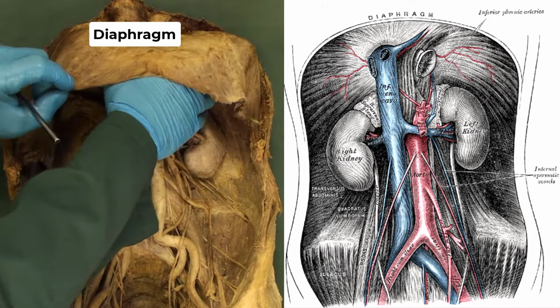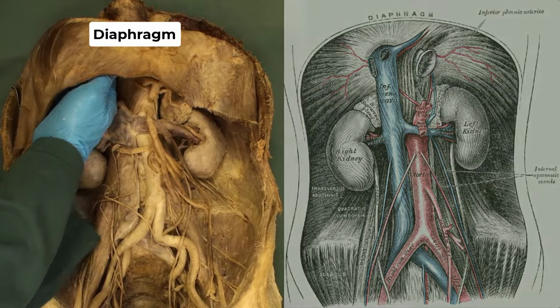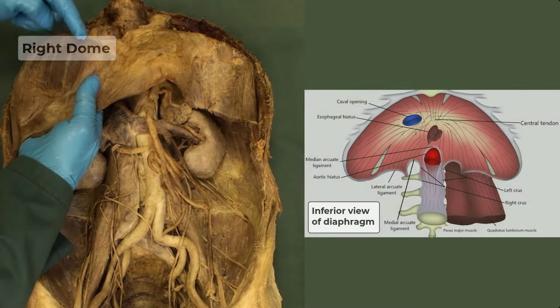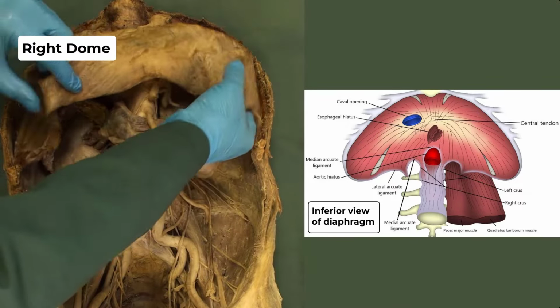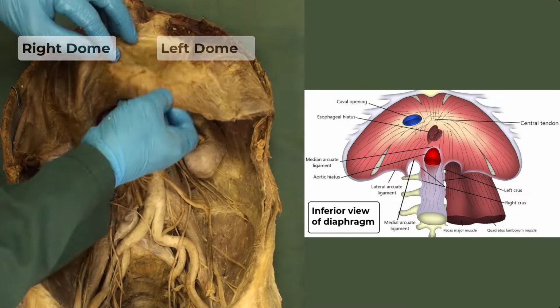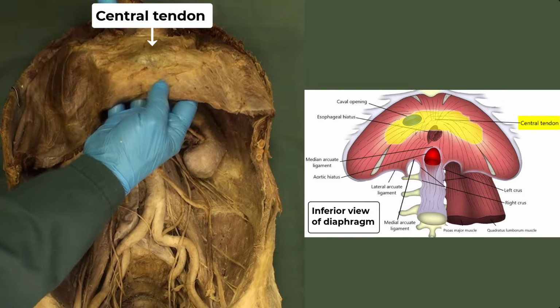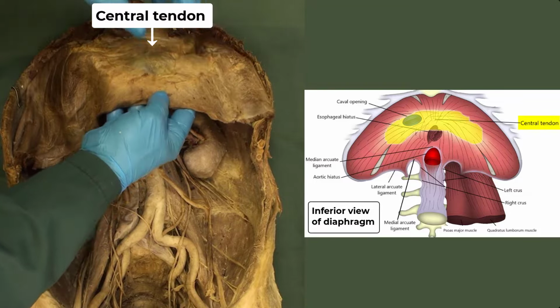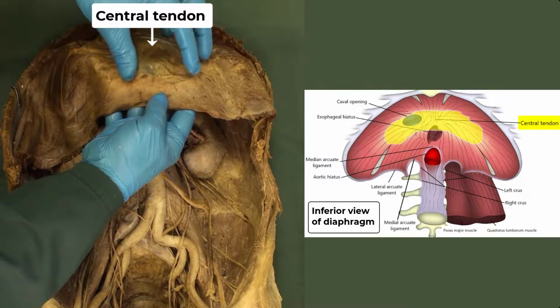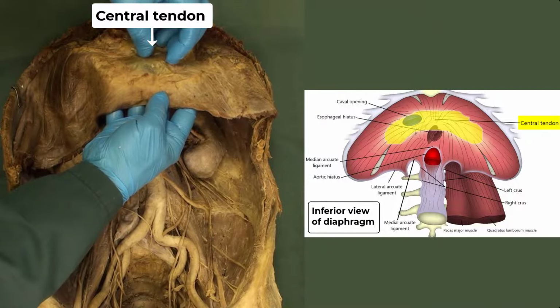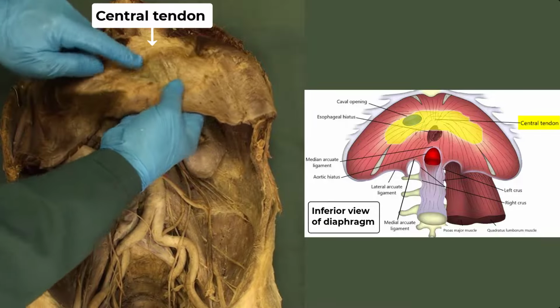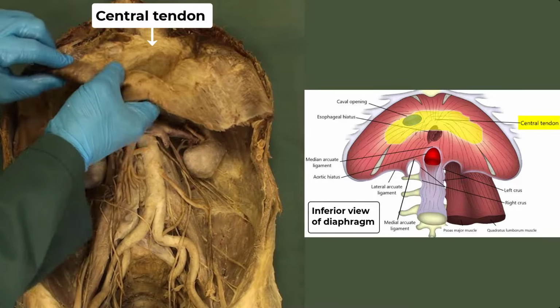As I said, on the roof we have the diaphragm with 2 domes. That is the right dome of the diaphragm, of course, and that is the left dome. And then in the middle we have the central tendon of the diaphragm. On the superior aspect of the central tendon the pericardium attaches, and then the heart sits inside the pericardium. So that is the central tendon.